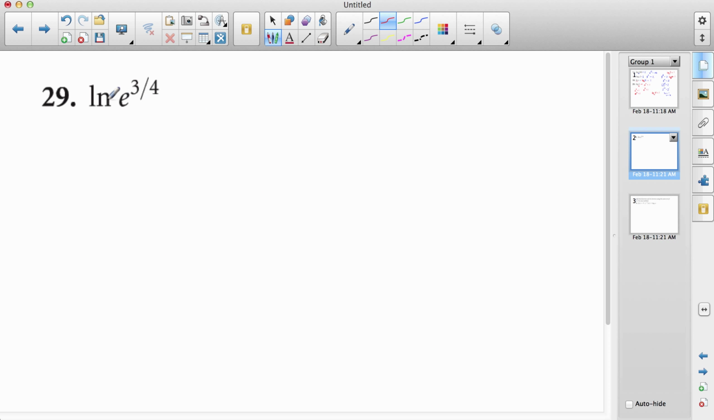Now you had a couple other ones. Ln of e to the 3/4. Let me rewrite that. So ln is the same thing as log base e of e to the 3/4.